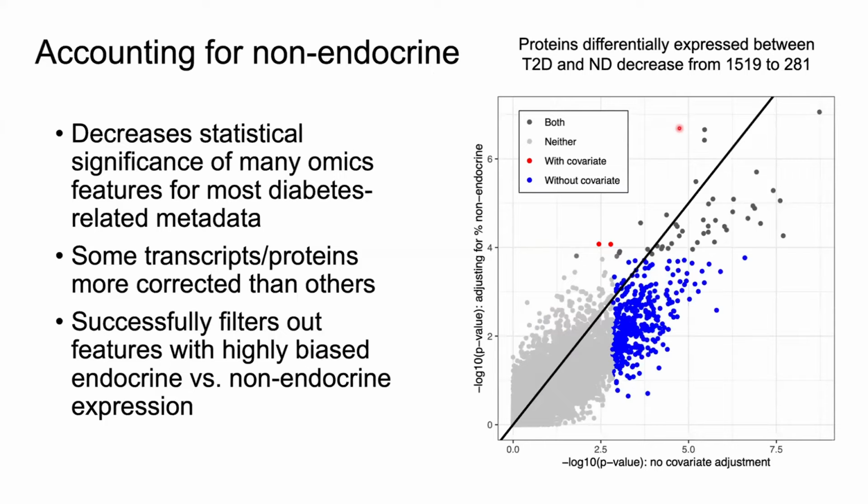And this can be corrected for now if you use that deconvolution data, adjusting for the proportion of non-endocrine cells. So you can see, looking in this case, a number of hits are decreased in significance, or increased in p-value, when you correct for that, probably because some of those hits were coming from acinar tissue that contaminated the sample.